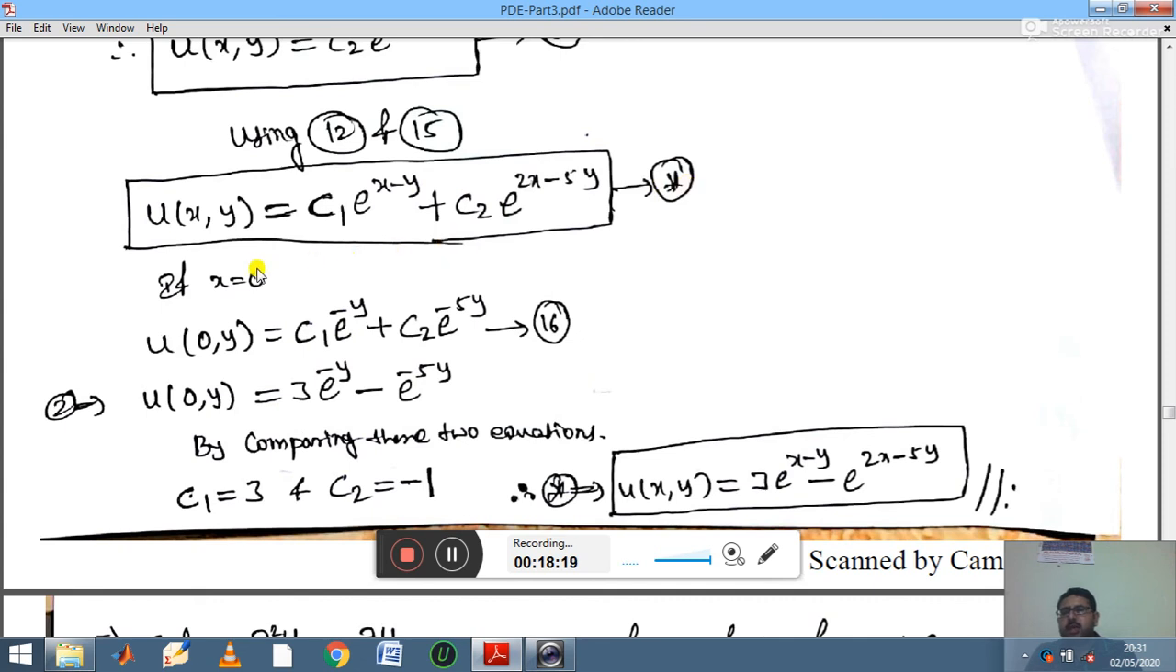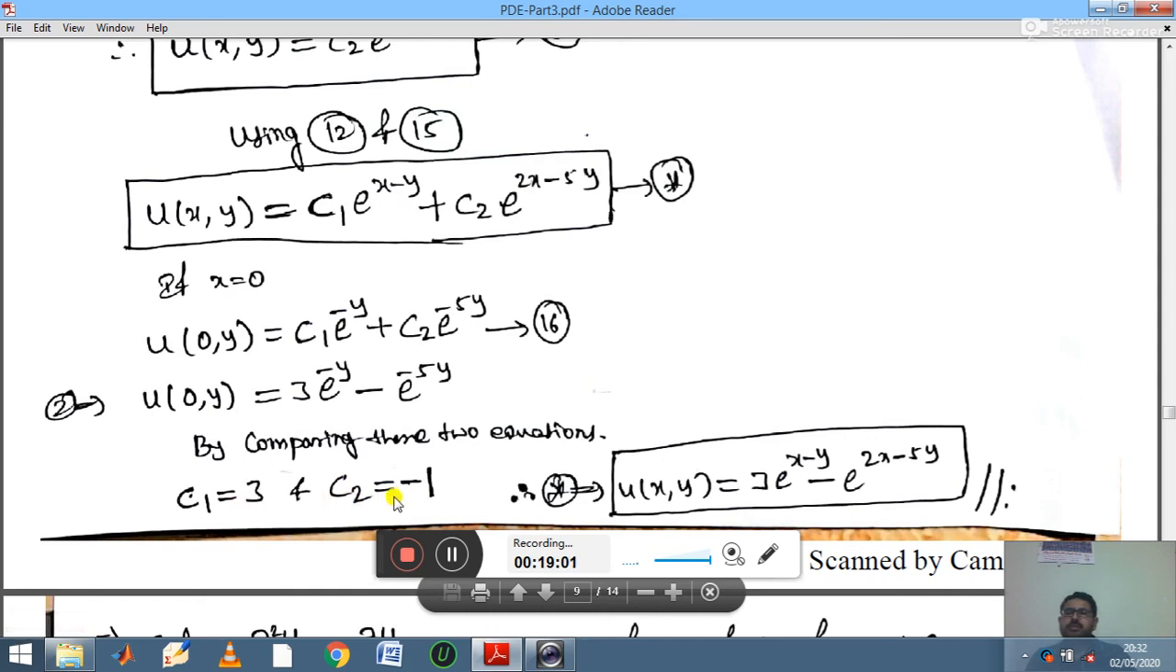In equation star, substitute x equals 0. So e power 0, therefore here you are getting e power minus y. Here in place of x, 0 means e power minus 5y. Compare these two equations. LHS side you are having the same when x equals 0. LHS side is the same expression, u(0,y). Here also u(0,y). If you compare the RHS expression, in place of c1 you are having 3, in place of c2 you are having minus 1. So this condition is useful to find the constants. Here c1 value is 3 and c2 value is minus 1.